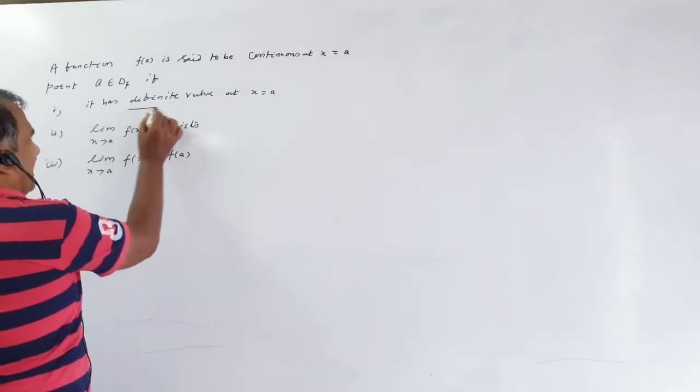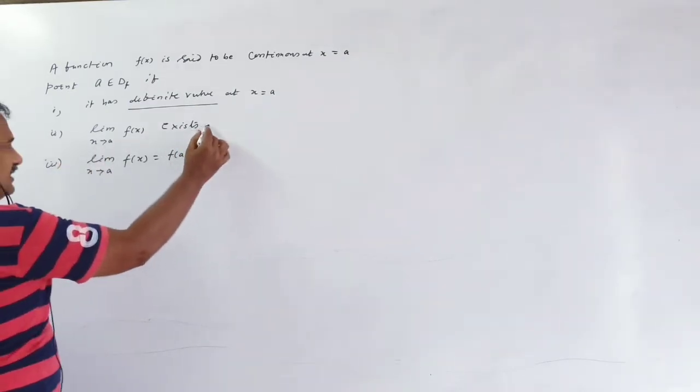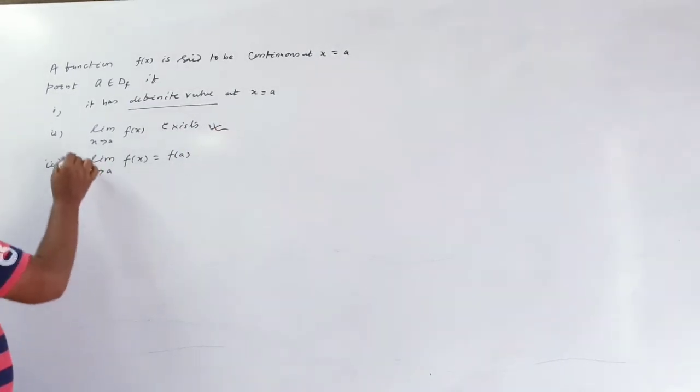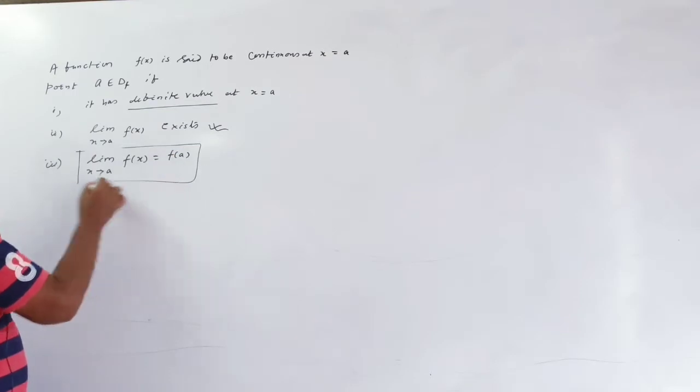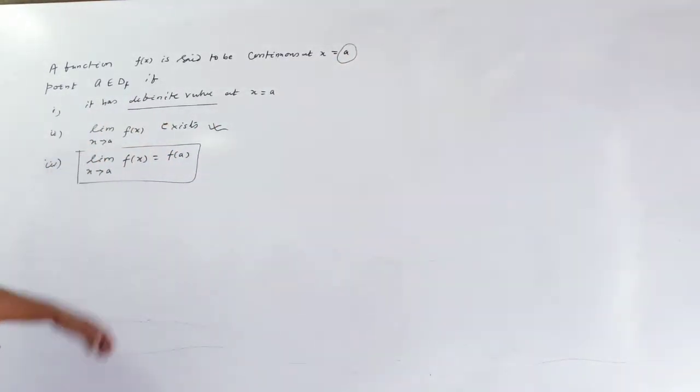It has a definite value, not an indefinite value. The limit exists. Suppose x equal to a. Let us say x equal to a. The limit as x tends to a of f of x equals f of a. Then the function is continuous.